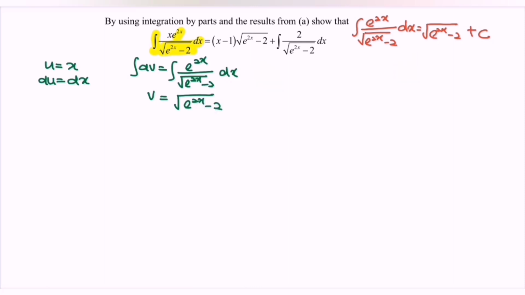So by parts method, uv. So here we have the formula for by parts: x multiplied with the square root of e^(2x) minus 2, minus the integral of v du/dx dx. Next, refer to the question. So rewrite the expression. What we can do is multiply by the conjugate.